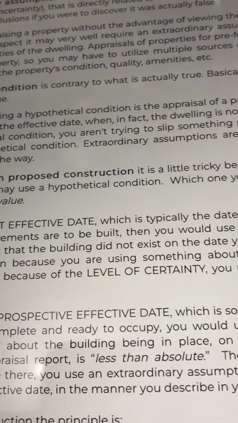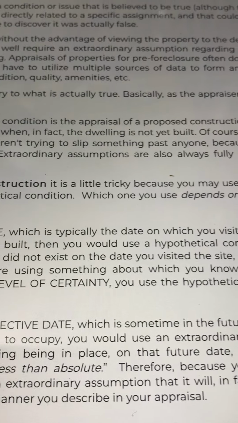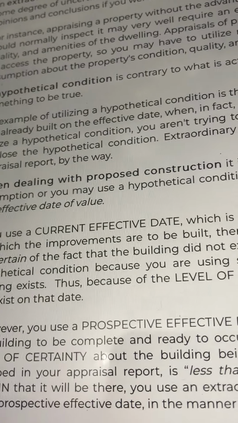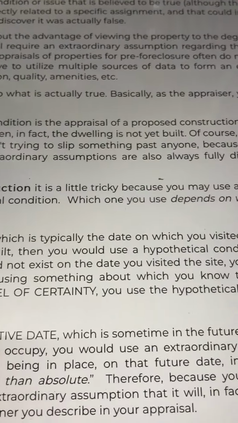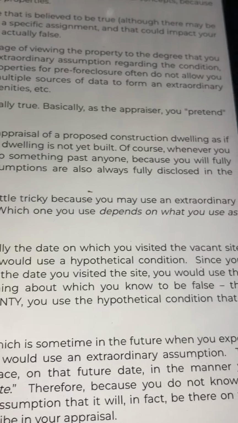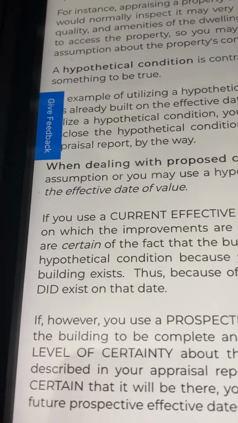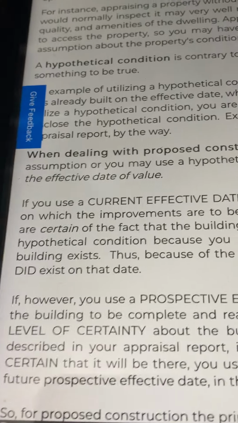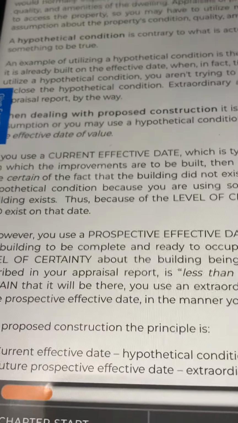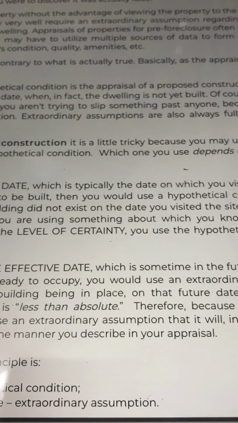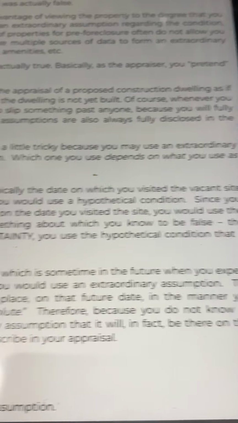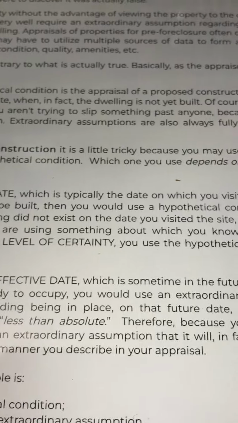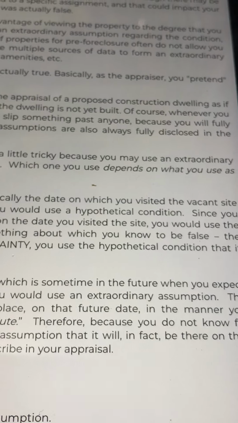When dealing with proposed construction, it is a little tricky because you may use an extraordinary assumption or you may use a hypothetical condition. Which one you use depends on what you use as the effective date of value. If you use a current effective date, which is typically the date on which you visited the vacant site, on which the improvements are to be built, then you would use a hypothetical condition.